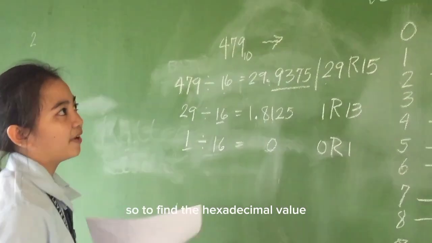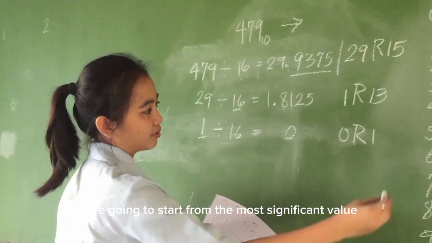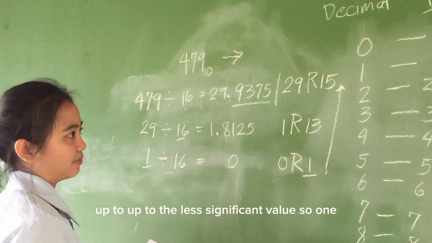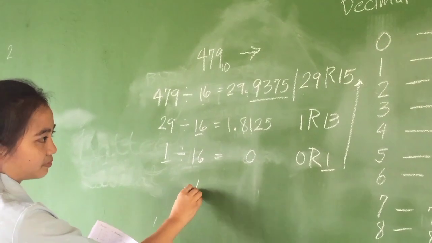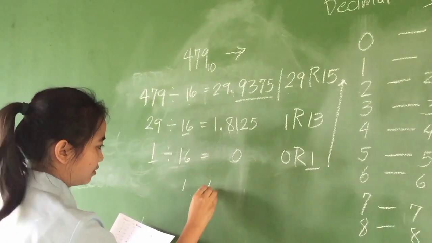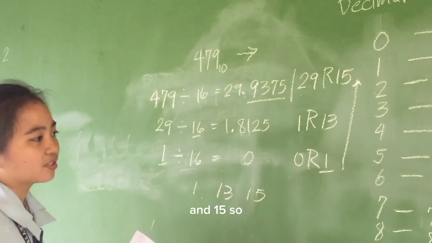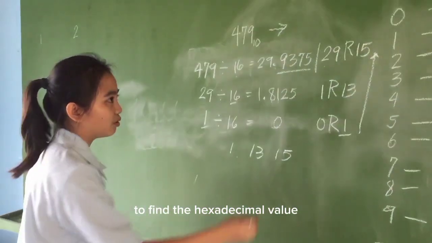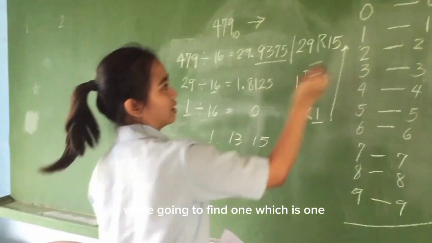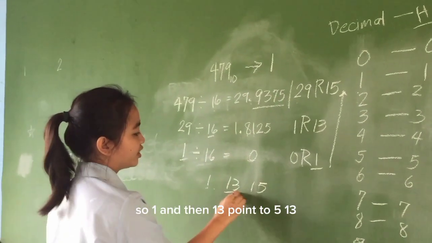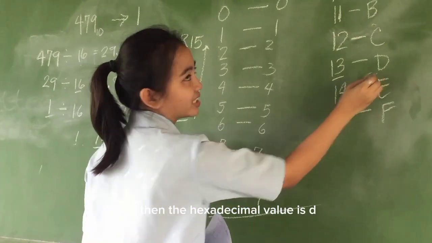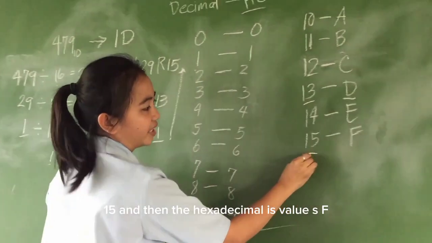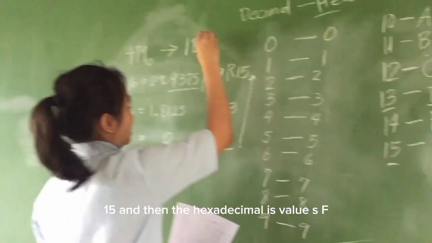So to find the hexadecimal value, we're going to start from the most significant value up to the least significant value. So 1, 13, and 15. So here, we're going to use this table to find the hexadecimal value. So we're going to find 1, which is 1. And then 13, we're going to find 13. And then the hexadecimal value is D. So D. And then 15. And then the hexadecimal value is F.